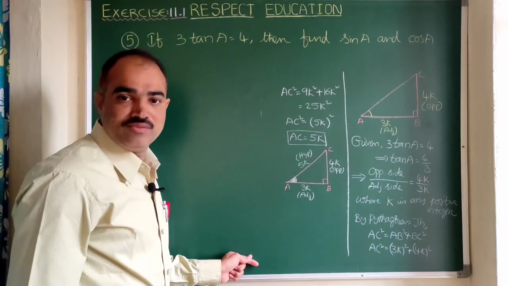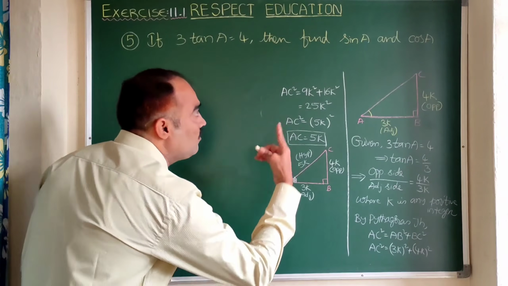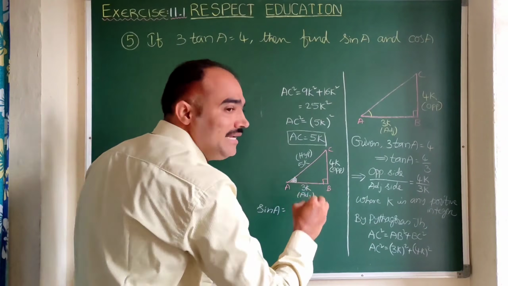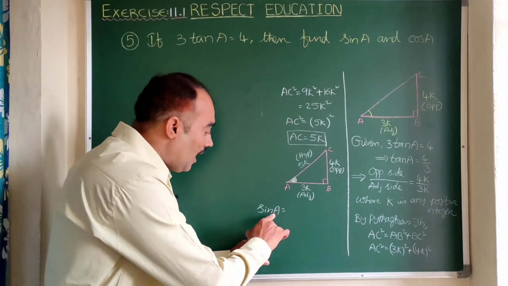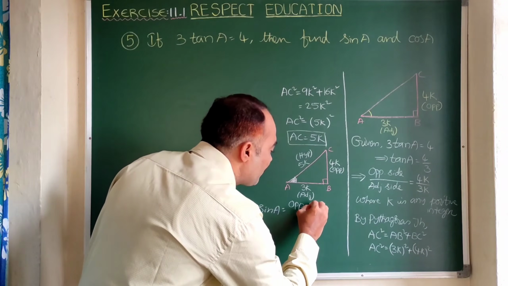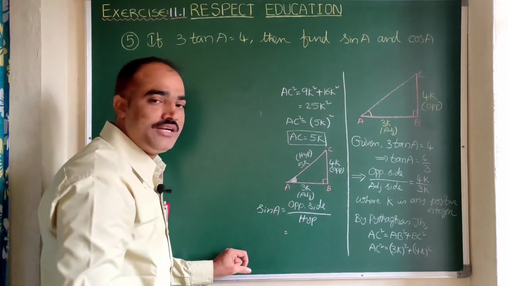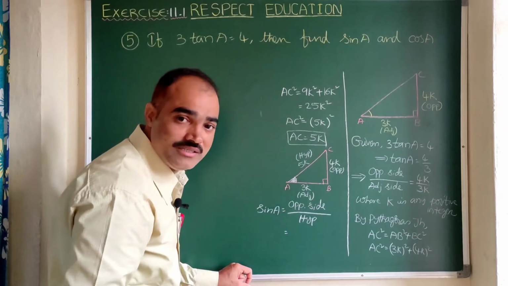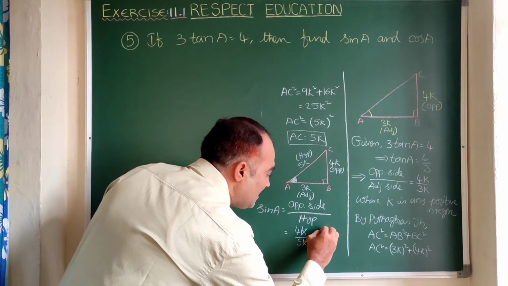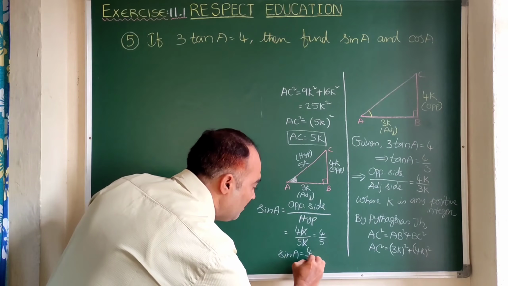Is the problem over? No. What to find? Sin A and cos A. First let us find sin A, then we will go to cos A. So here first sin A. What is the sin A formula? Opposite side to A by hypotenuse. So here what is the opposite side to A? BC. BC value how much? 4K by 5K. On cancellation of K and K we get 4. So here sin A is equal to 4 by 5.